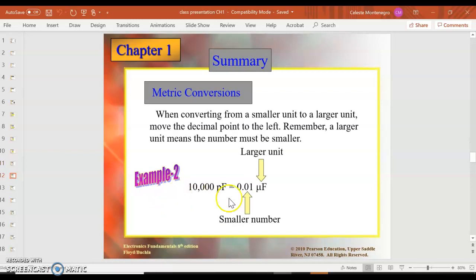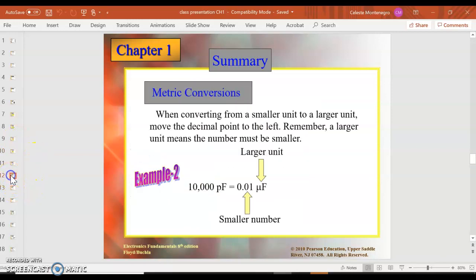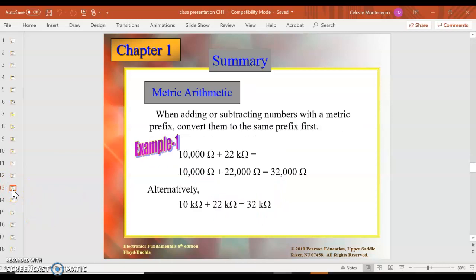And then likewise, we can go from a large value into a smaller value. So we are going from pico, which is smaller than micro, because pico is to the power of, if you don't remember, we have it here, -12, and then micro is to the power of -6. So pico is way smaller than micro. Again, I'll do an example step by step of how to do that.